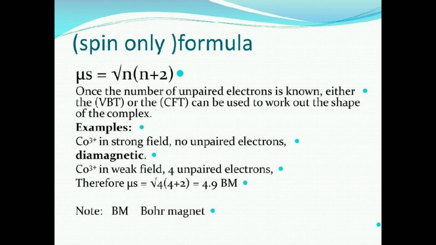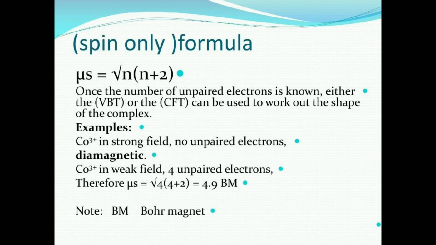Let us have an example of cobalt 3 plus in strong field with no unpaired electrons. So it is diamagnetic in nature. Cobalt 3 plus in weak field has 4 unpaired electrons. So therefore mu s is equal to under root 4 in bracket 4 plus 2. This will give you 4.9 BM. BM is the unit of spin only, that is mu s, which is Bohr magneton.